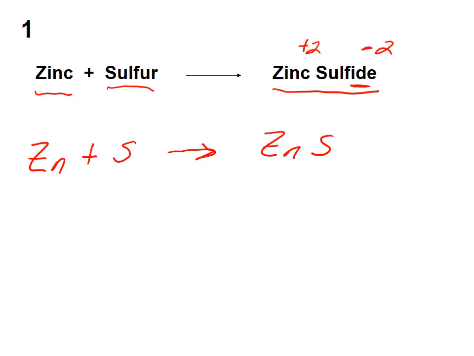Then all we simply have to do is count. We count everything on the reactant side and compare it to everything over here on the product side. So I have 1 zinc, that's balanced. 1 sulfur, 1 sulfur, that's balanced. If they balance automatically when you write it all out, I want you to write the word BAL right over the yields arrow to show me that that's done.